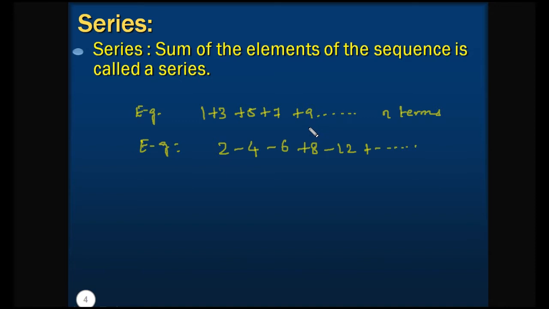Based on number of terms of a series, it can be a finite series or infinite series. As defined above, finite series means number of elements in a series are finite. Whereas if the number of elements in a series are infinite, that is undefined, we can say that it is an infinite series.